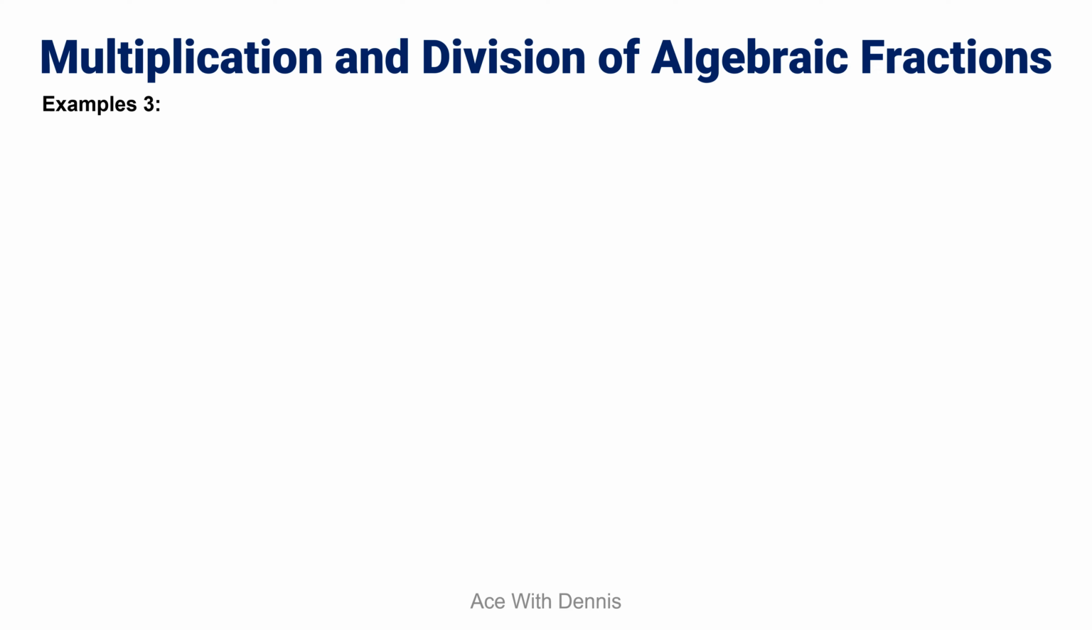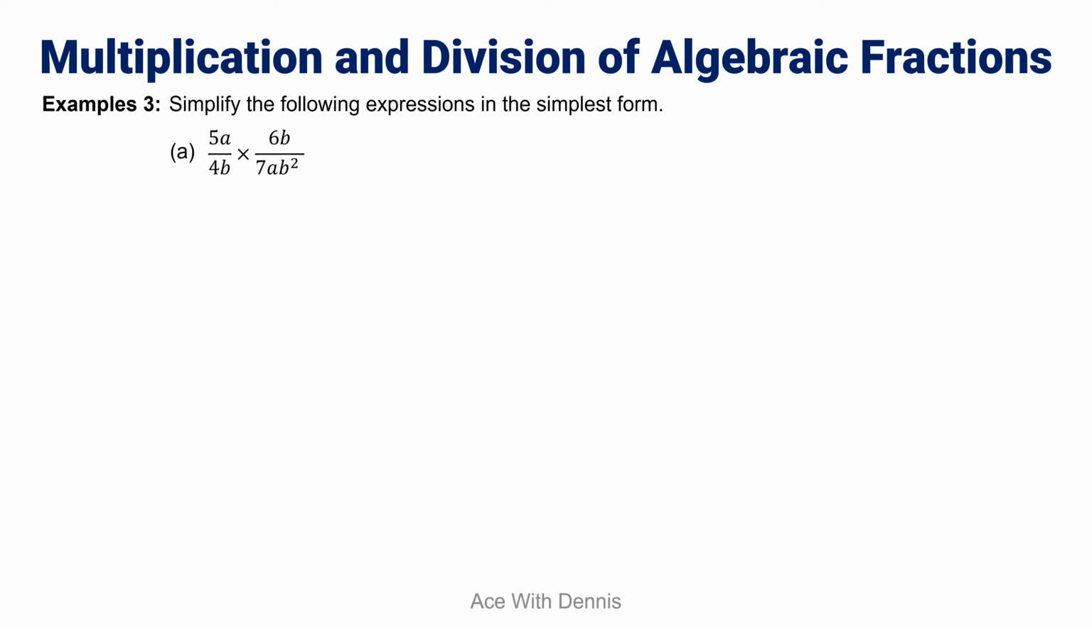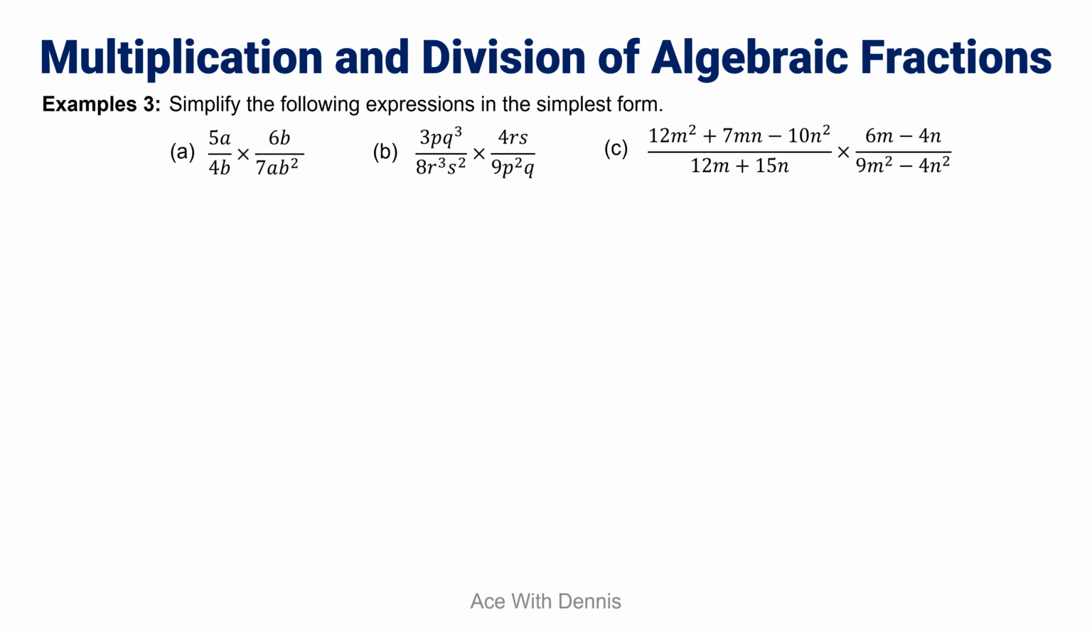Alright, now let's see example 3. Simplify the following expressions in the simplest form. A, 5a over 4b times 6b over 7ab squared. B, 3pq cubed over 8r cubed s squared times 4rs over 9p squared q. And C, 12m squared plus 7mn minus 10n squared over 12m plus 15n times 6m minus 4n over 9m squared minus 4n squared.